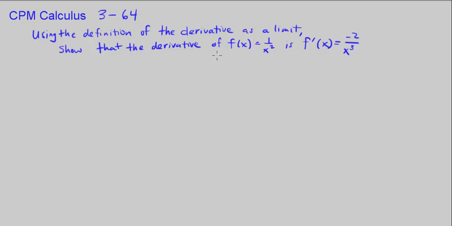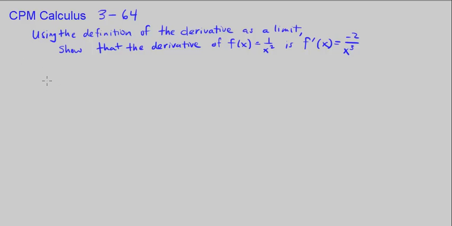This is CPM Calculus, Chapter 3, number 64. Using the definition of the derivative as a limit, show that the derivative of f of x equals 1 over x squared is f prime of x equals negative 2 over x cubed. That is, show algebraically that the following is true.